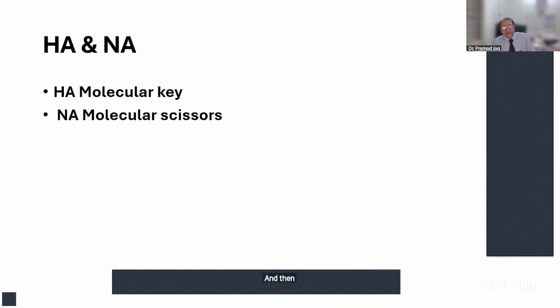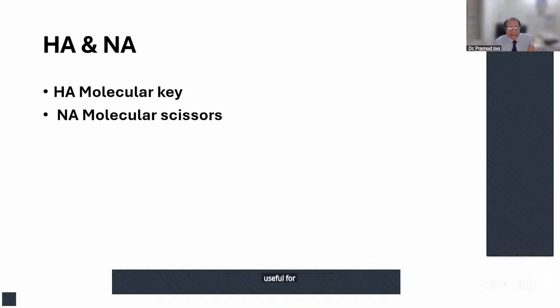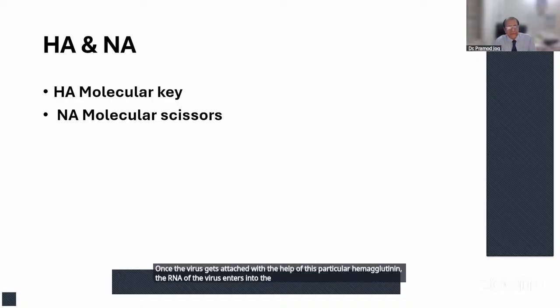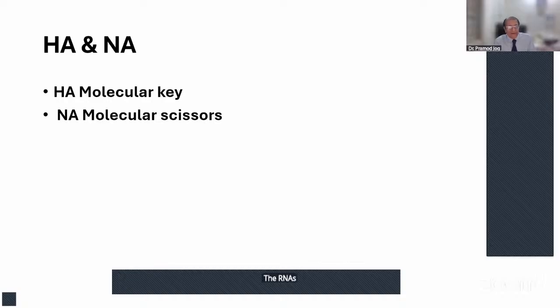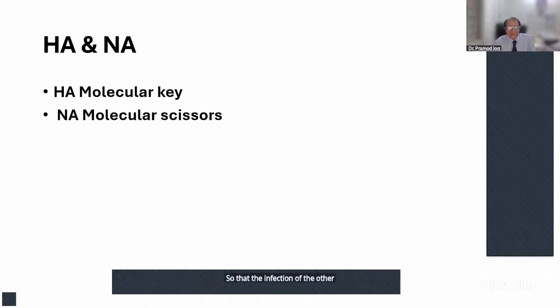The outer glycoproteins of influenza virus are hemagglutinin and neuraminidase. Hemagglutinin is useful for the virus to get attached to the respiratory epithelial cell. Once the virus gets attached with the help of hemagglutinin, the RNA of the virus enters the respiratory epithelial cell. The RNAs replicate and are ready to get out of the cell, where the virions are separated with the help of neuraminidase. That's why it's called the molecular scissors. And oseltamivir, the neuraminidase inhibitor, acts exactly at this point and prevents the release of these virions, so that the infection of other respiratory epithelial cells is prevented.